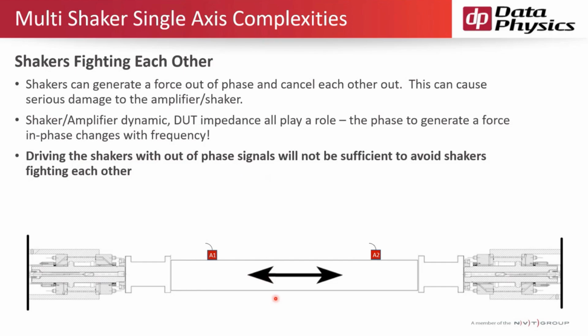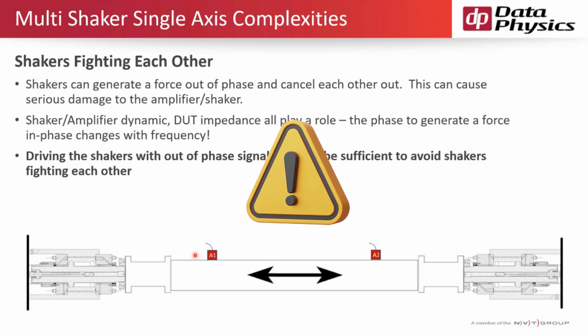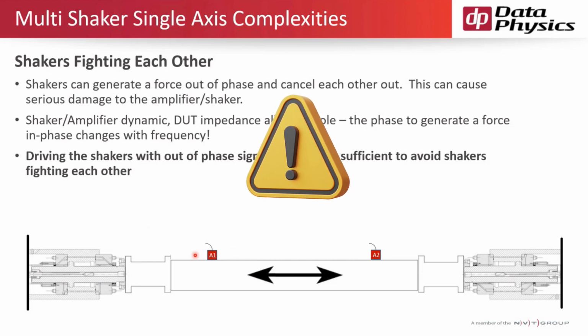Now, shakers fighting each other is a big concern. You can get a lot of current going through your shakers with no vibration being detected at your control accels. It's a really easy way to burn out an amplifier or to damage a shaker.